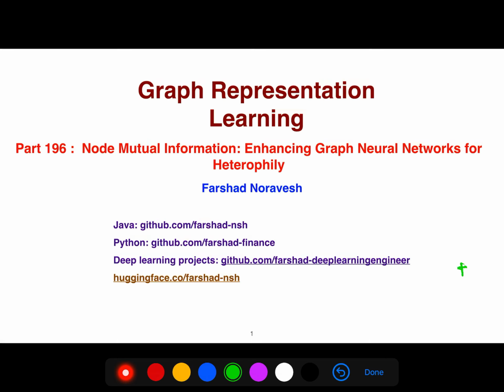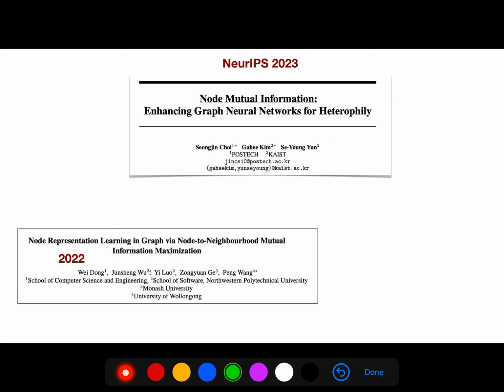Alright, so today I'm gonna be explaining this important paper with the title Node Mutual Information, Enhancing Graph Neural Networks for Heterophily. This is a NeurIPS paper from 2023.